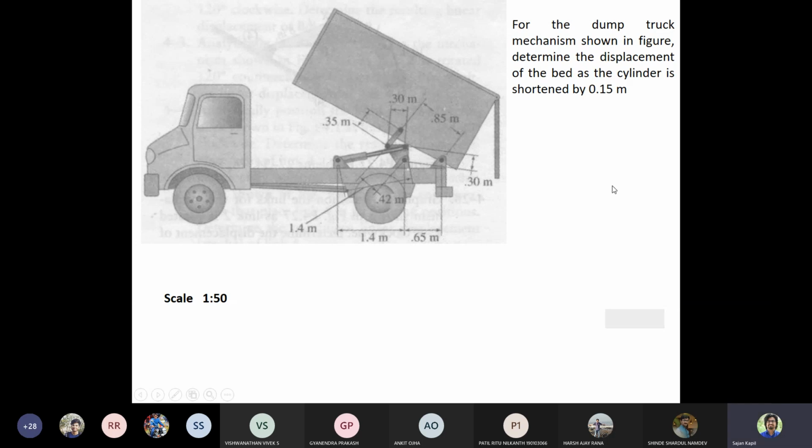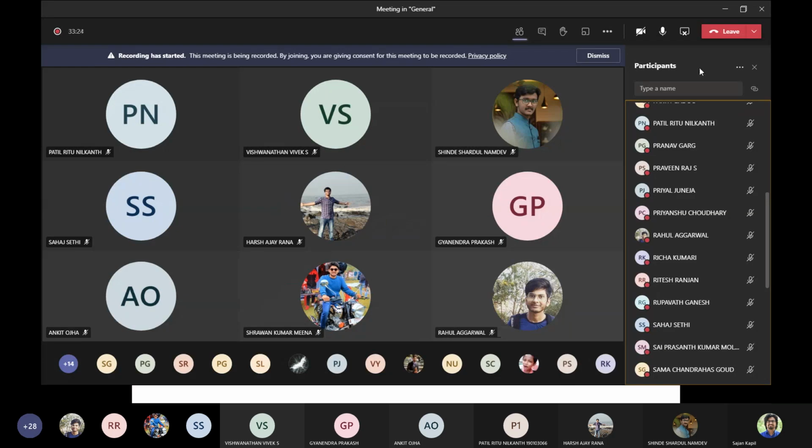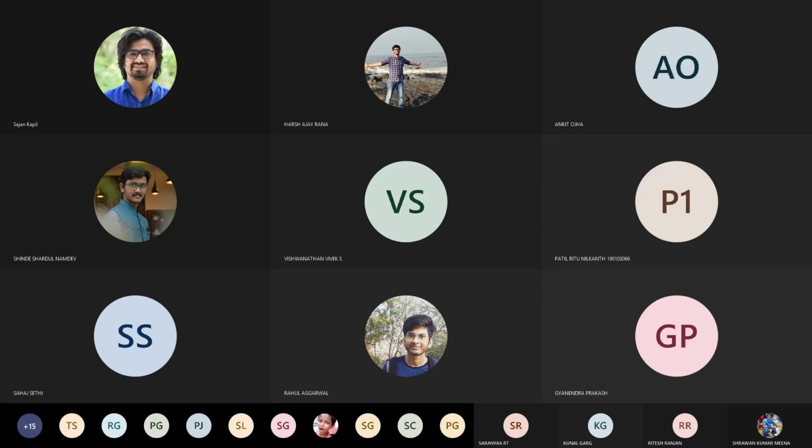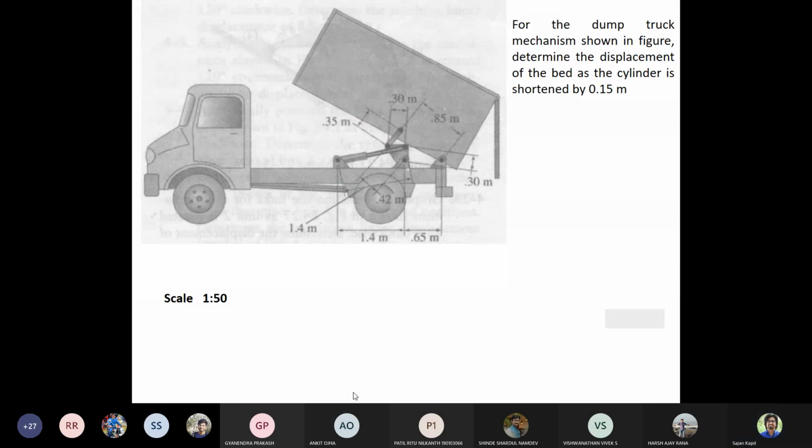First of all, I want to know what is the degree of freedom of this particular linkage. Yeah, what is the degree of freedom of this linkage? Priyal Juneja. What is the degree of freedom of the linkage shown? I guess it will be 1. How do you know that? So by seeing. Okay, then tell me.